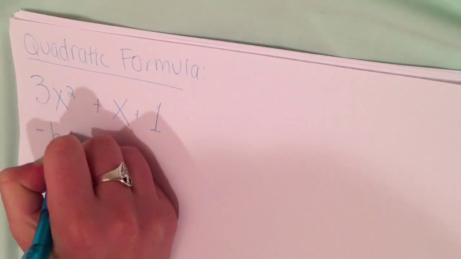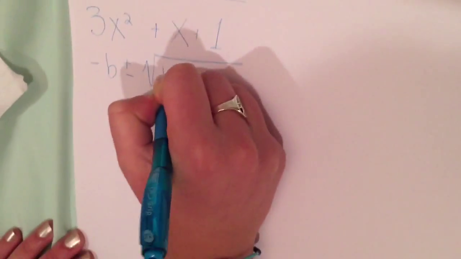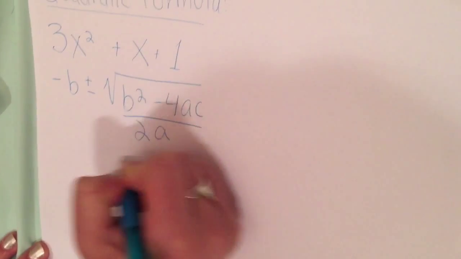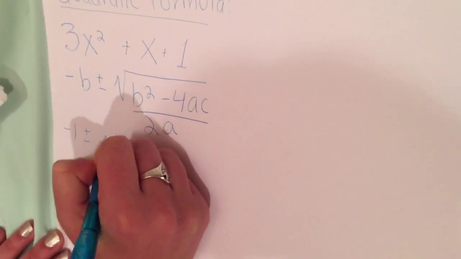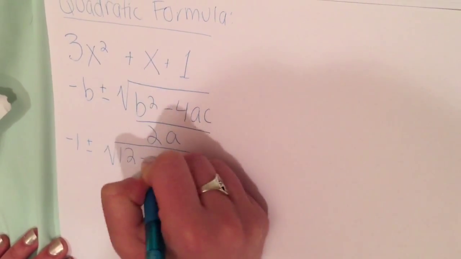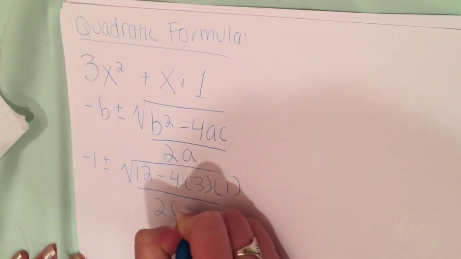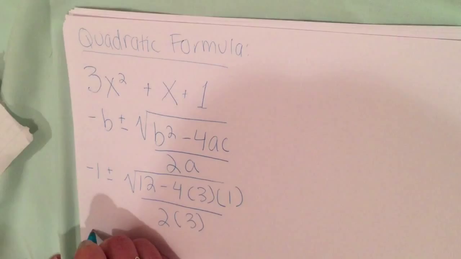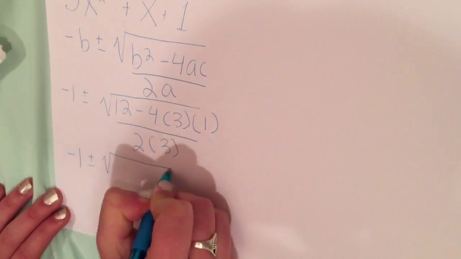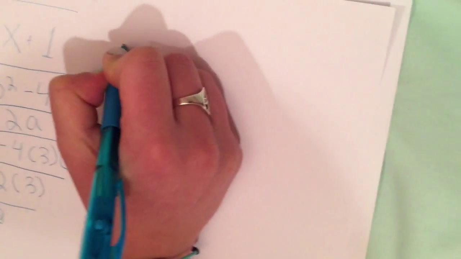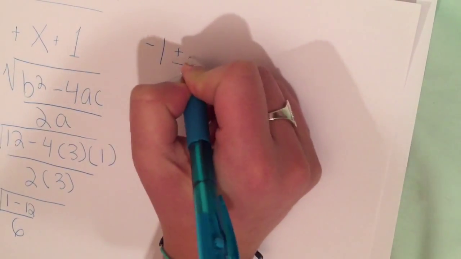This equation is 3x squared plus x plus 1. When it is plugged into the quadratic formula, it equals negative 1 plus or minus radical 1 squared minus 4 times 3 times 1, over 2 times 3. Simplified, it equals negative 1 plus or minus radical 1 minus 12, over 6. To simplify it one more time for the last step, it equals negative 1 plus or minus radical negative 11, over 6. That is the final answer.